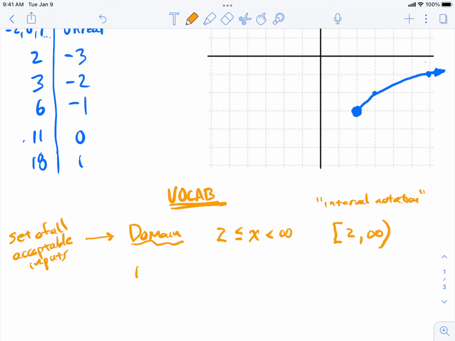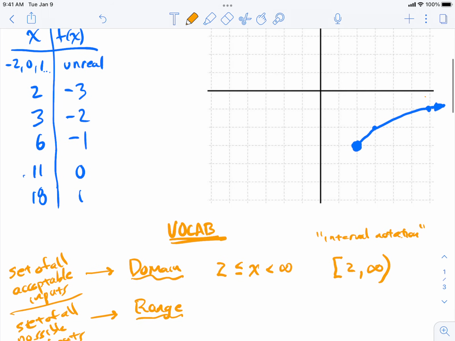Ready for your next vocab term? Range. The range is the set of all possible outputs. So as you keep plugging in all of the acceptable inputs, X equals this, when you plug them all in, you end up getting, of course, a corresponding set of numbers over here in the so-called Y column, right? That would be the range, the set of all possible outputs. So not just the -3, the -2, but all possible.